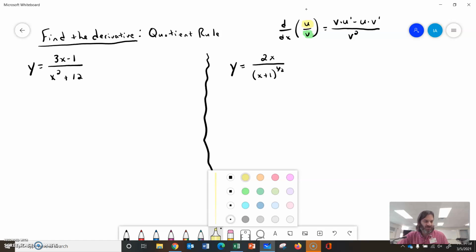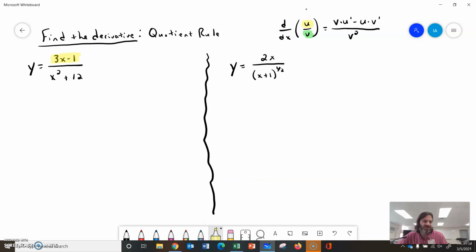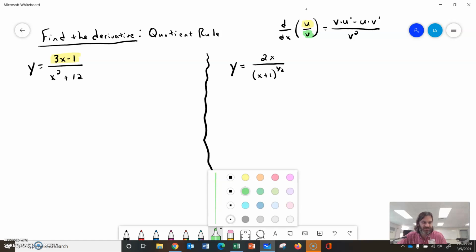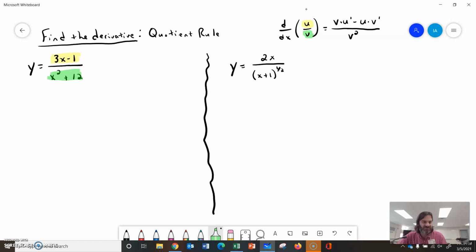So, first problem is y equals the fraction, and the numerator is 3x minus 1, so that's going to be the u. And the denominator is x squared plus 12, so that's going to be the v. So let's just write that down. U equals 3x minus 1, and these are pretty simple, so I don't need as much room. U prime is 3. The v is x squared plus 12. The v prime will be 2x. So I have all the pieces I need for the quotient rule, so let's put it back together.